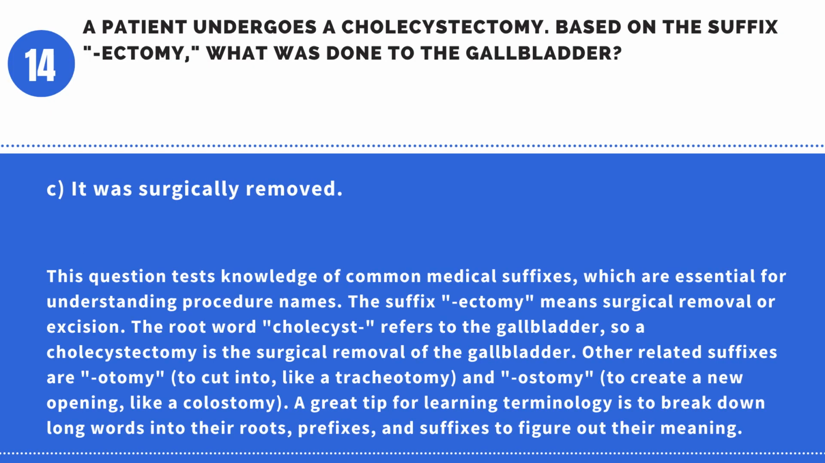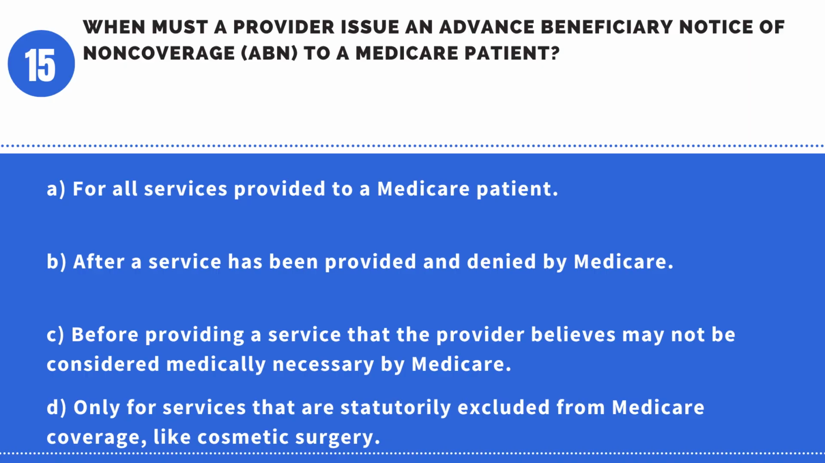Answer: C. It was surgically removed. This question tests knowledge of common medical suffixes, which are essential for understanding procedure names. The suffix ectomy means surgical removal or excision. The root word cholecyst refers to the gallbladder, so a cholecystectomy is the surgical removal of the gallbladder. Other related suffixes are otomy, to cut into, like a tracheotomy, and ostomy, to create a new opening, like a colostomy. A great tip for learning terminology is to break down long words into their roots, prefixes, and suffixes to figure out their meaning.